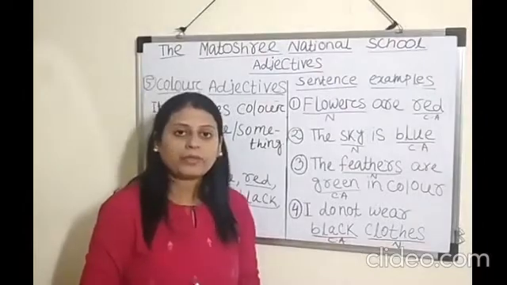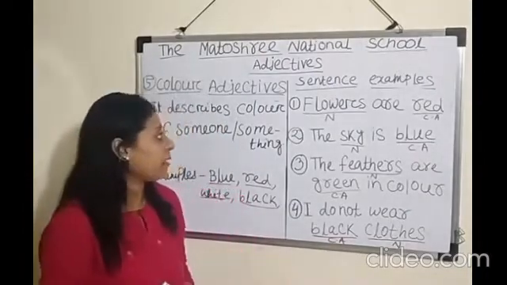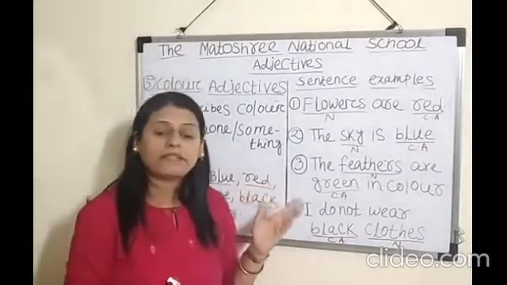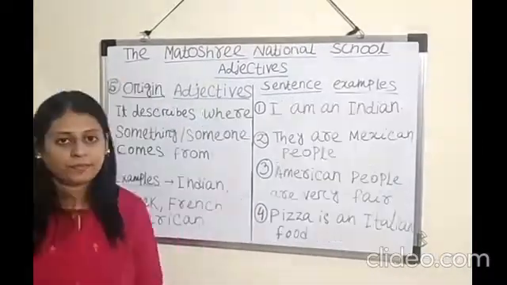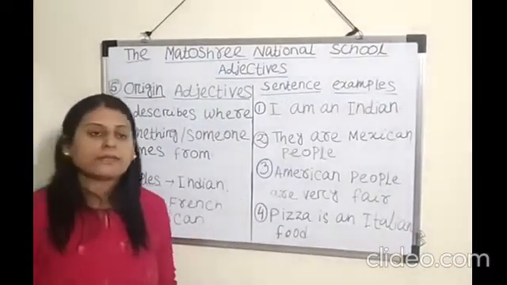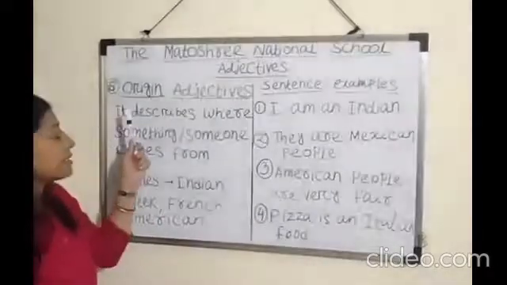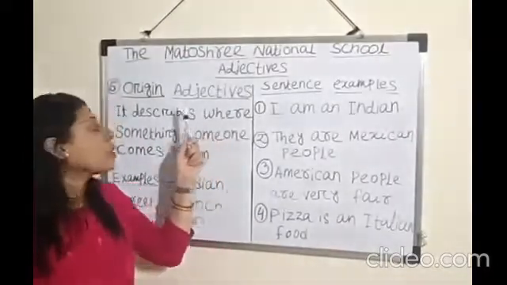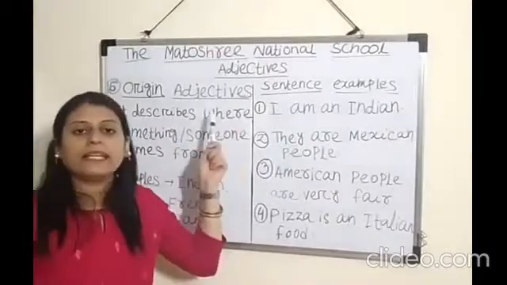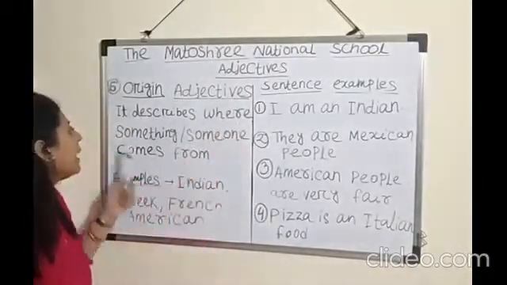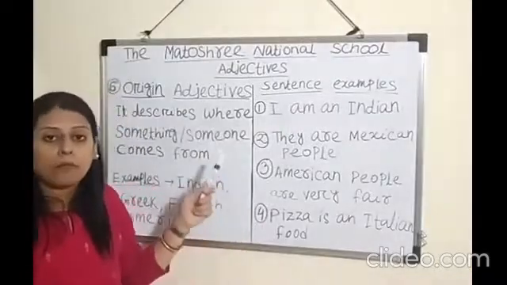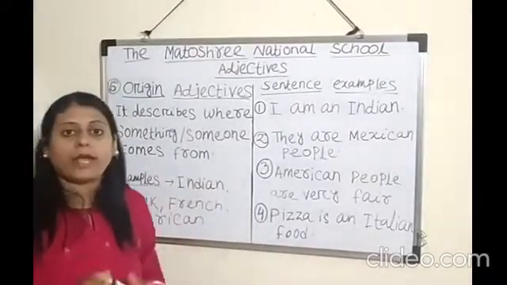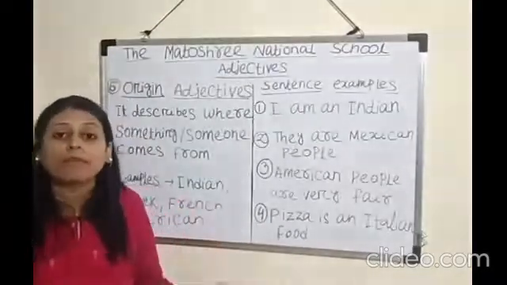So now we will go for the next part. That is number 6, origin adjective. Now students, we will discuss the 6th type of adjective, and that is origin adjectives. It describes where something or someone comes from.